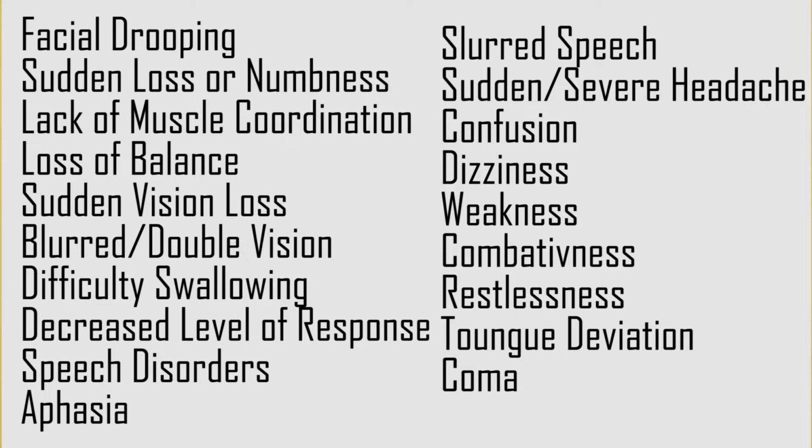So now that we've described what a stroke is, let's look at some of the signs and symptoms of stroke. These include facial drooping, sudden loss or numbness in the face, arm, leg, or one side of the body, decreased or absent movement and sensation of one side of the body, lack of muscle coordination, ataxia, or loss of balance, sudden vision loss in one eye, blurred and double vision, difficulty swallowing, decreased level of responsiveness, speech disorders, aphasia, slurred speech, sudden and severe headache, confusion, dizziness, weakness, combativeness, restlessness, tongue deviation, and coma.